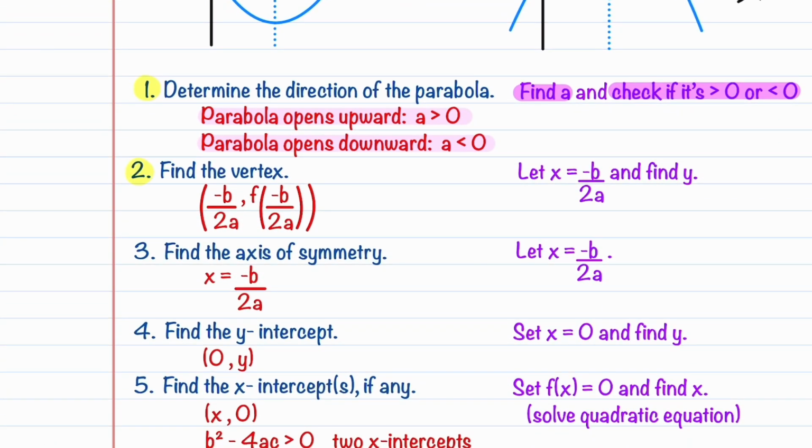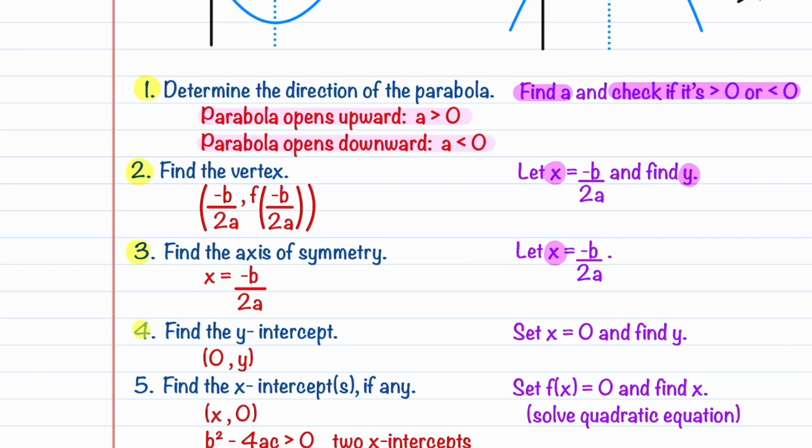The second step is to find the vertex, and I've listed the formula for the vertex here so you'll have it. To find the vertex, all you need to do is let x be equal to minus b over 2a, and then plug that back into your equation and find y. The third step is to find the axis of symmetry, and I've listed the formula here. To find the axis of symmetry, all you have to do is let x be equal to minus b over 2a, which you've already calculated when you found the vertex.